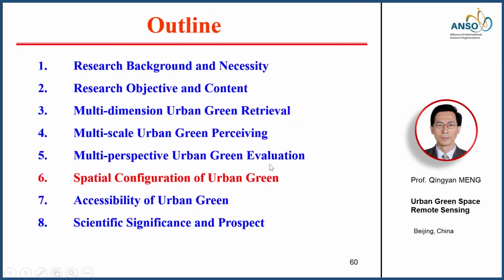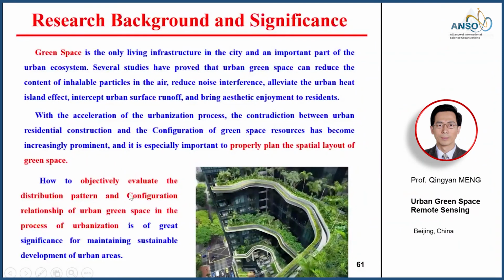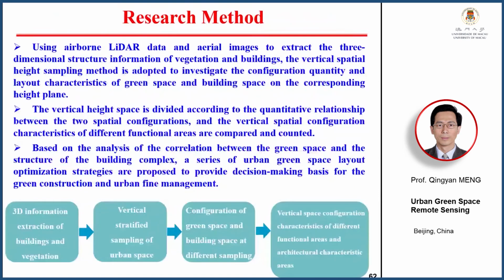multi-perspective urban green space. We conducted some spatial configuration. How to objectively evaluate the distribution pattern and the configuration relation of the urban green space in the process of urbanization is very important. So just now we used LiDAR, we retrieved the vertical stratified sampling of the urban space, and we conducted the configuration of the urban green space and the buildings. I think we chose so many things we want to use.